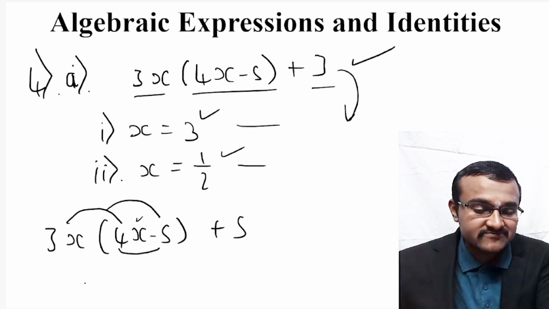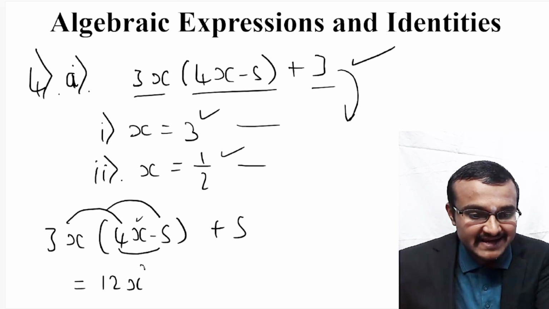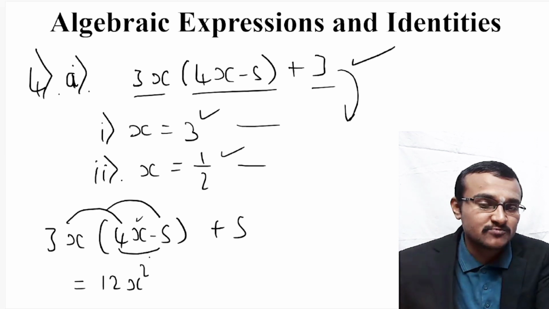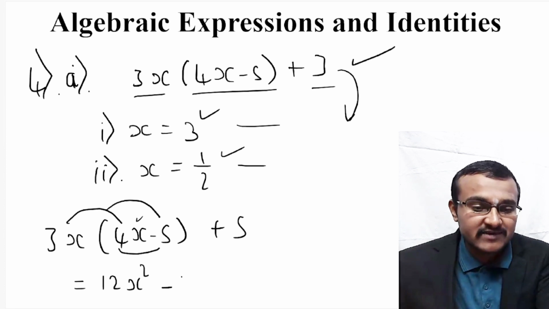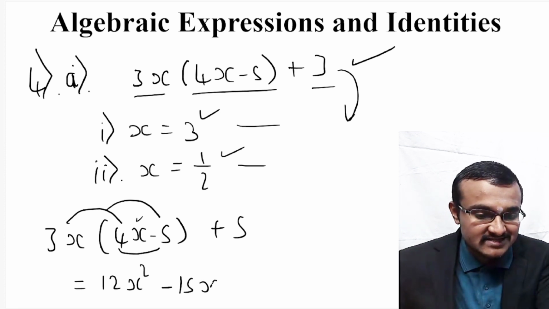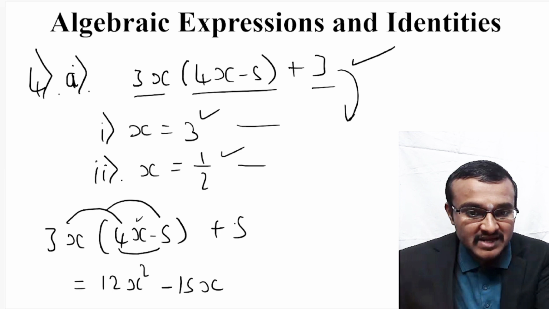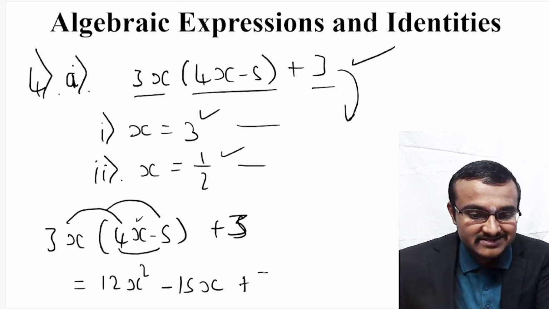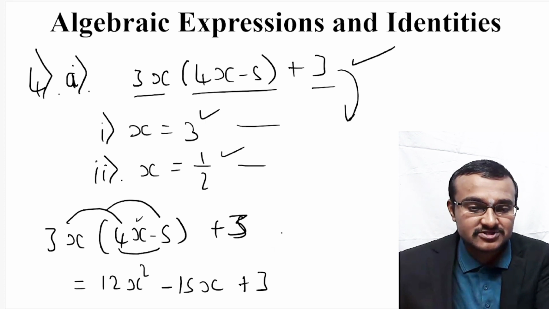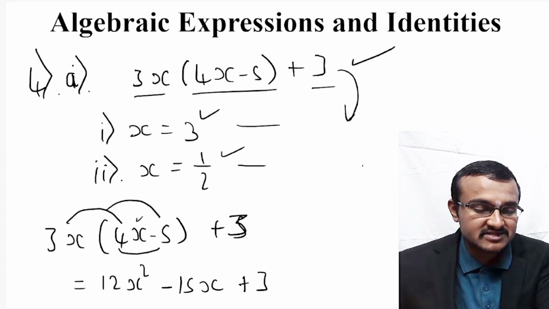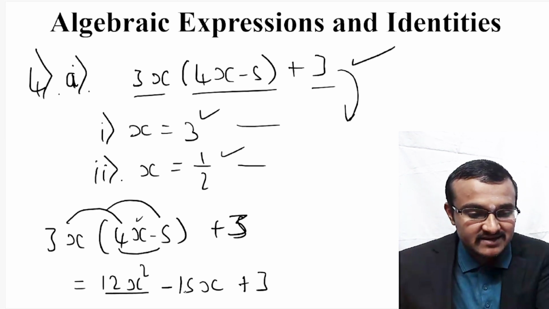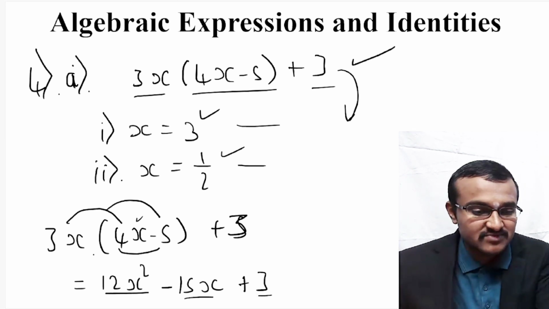So 3x into 4x will be 4 3s are 12. So 12 x into x will be x square. So 3x into minus 5 will be 3 into minus 5. So plus into minus will be minus. 3 into 5 will be 15. So x is there. So it will be minus 15x. And this particular 3 also you should not leave, which is there. So plus 3. So after simplifying this particular algebraic expression, you are getting answer as 12x square minus 15x plus 3.